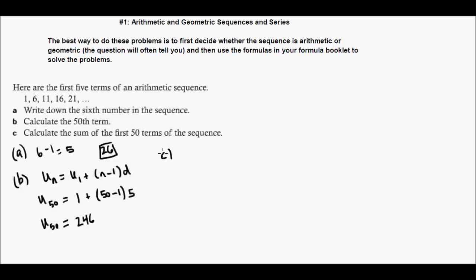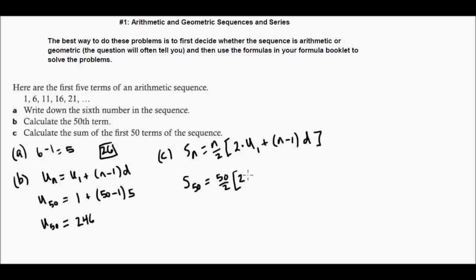Then let's do calculate the sum of the first 50 terms. Again, this is where you use a formula. The sum is n over 2 times 2 times the first term plus n minus 1 times d. Again, just sub in all the numbers. These problems can be pretty straightforward when you just sub things in. So we're going to do 50 over 2 times 2 times 1 plus 50 minus 1 times d, which is 5. You'll notice it's just going to be one more than before because we're doing 2 times 1, but whatever, we'll do it on the calculator.